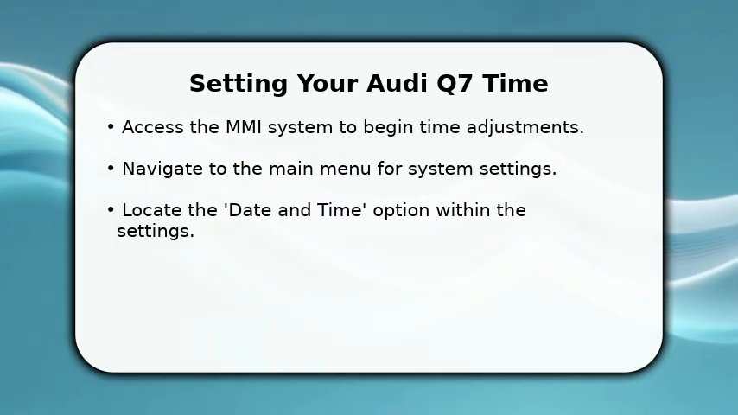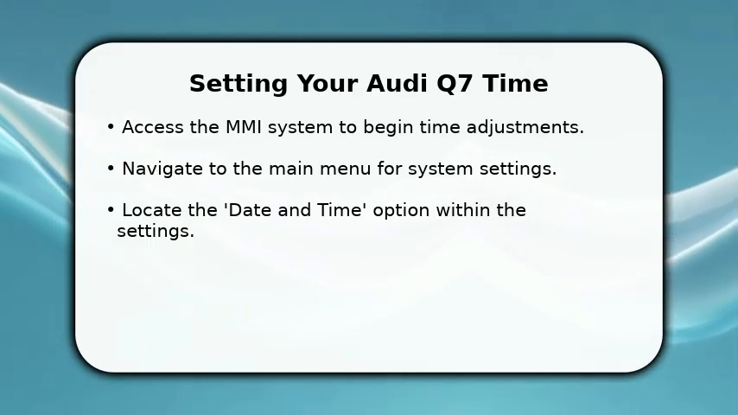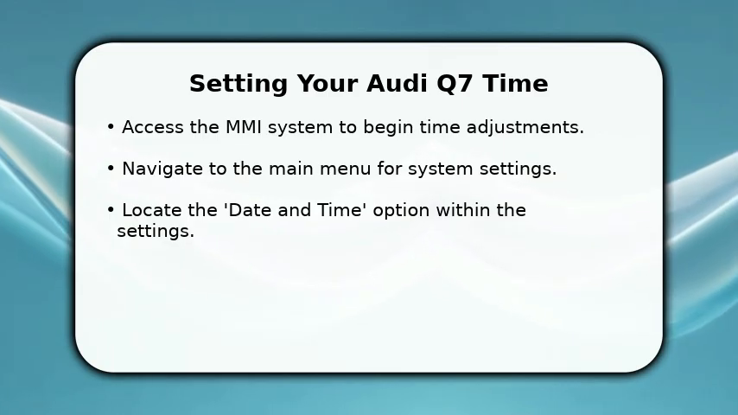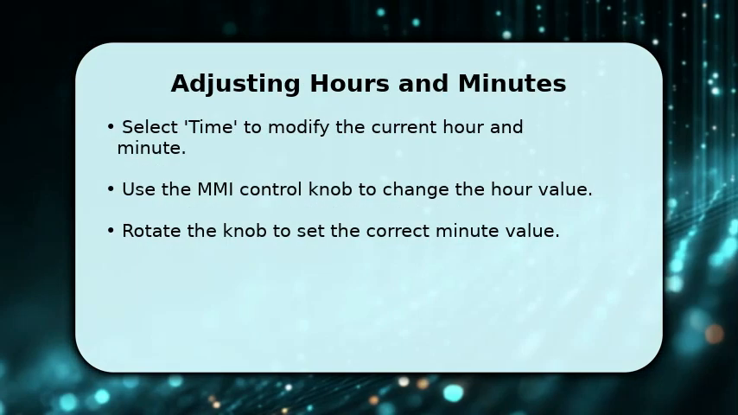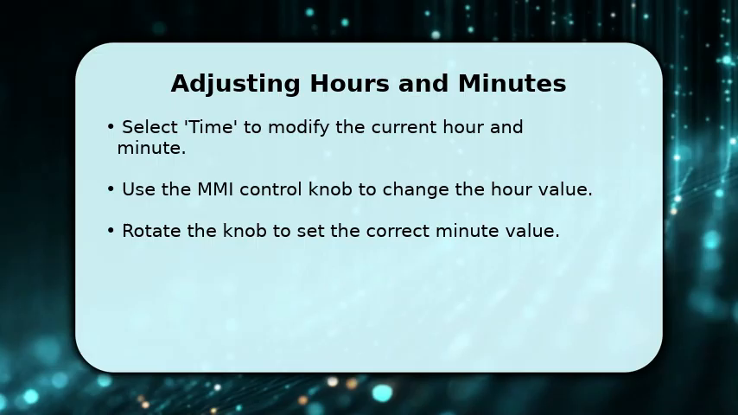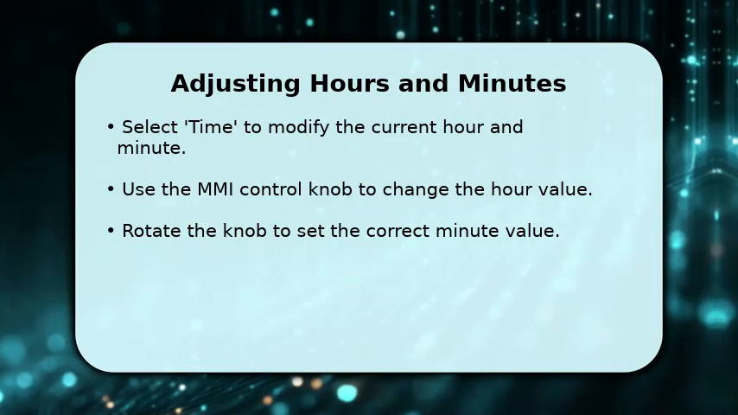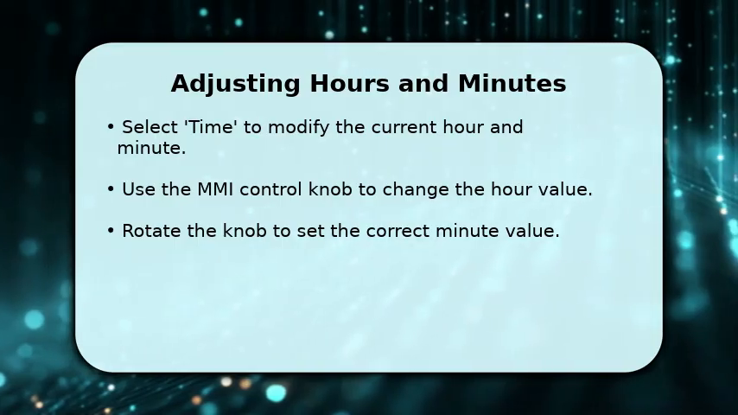From the main screen, navigate to the Setup or Settings menu. This is where you'll find all the customizable options for your vehicle, including time adjustments. Once you're in the Date and Time menu, you'll see options for setting the time and date. Select the time option. You can then use the MMI control knob to adjust the hours.